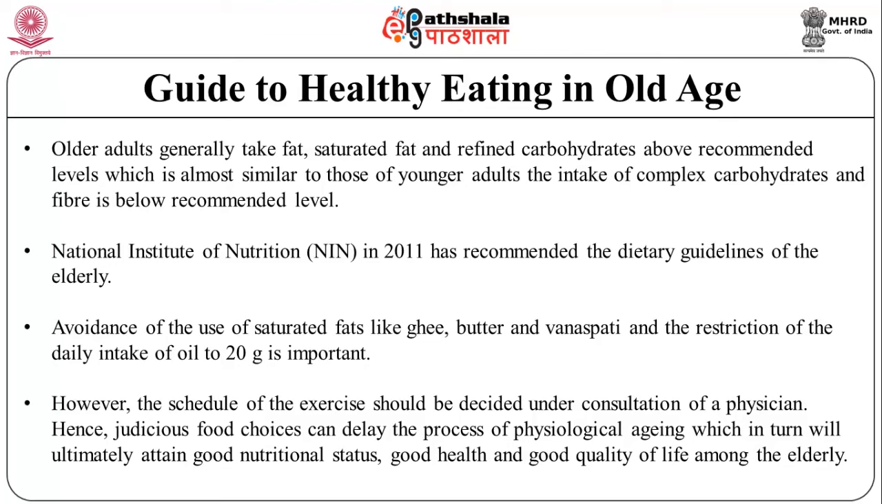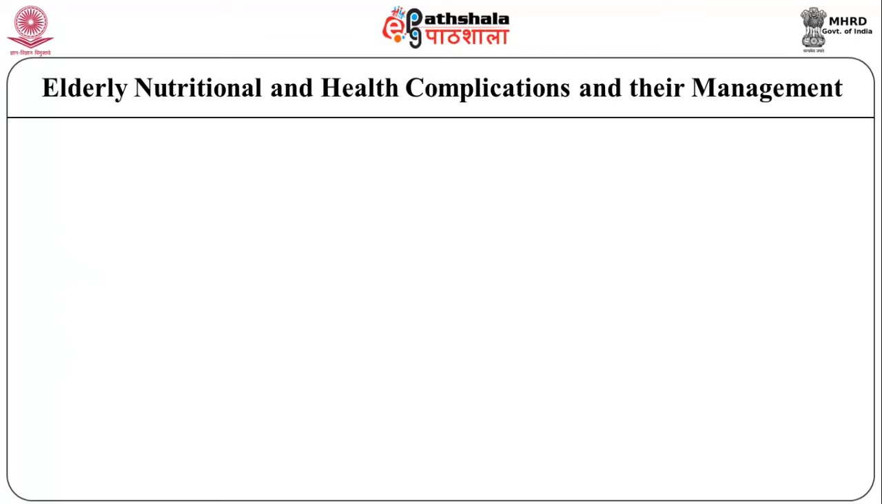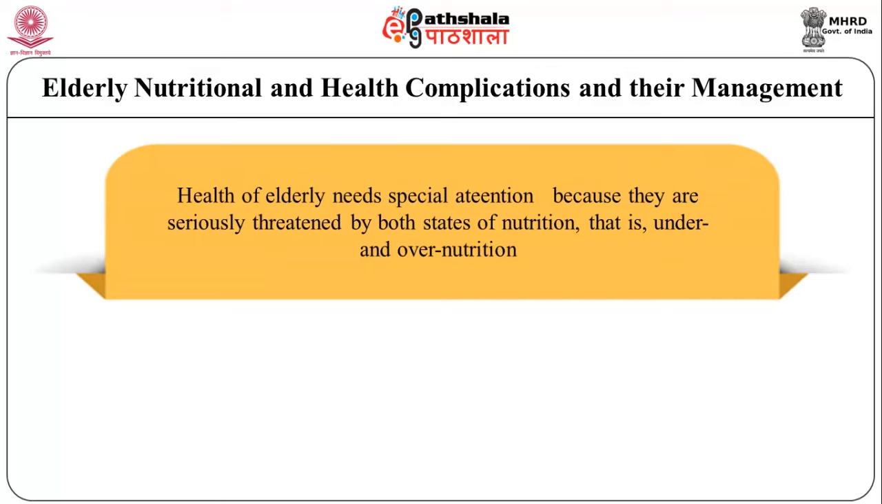Hence, judicious food choices can delay the process of physiological aging, which in turn will ultimately attain good nutritional status, good health and good quality of life among the elderly. The elderly's nutritional health complications and their management need to be understood in more detail. The health of the elderly needs special attention because they are seriously threatened by both states of nutrition, that is under and overnutrition. Those who are undernourished may manifest chronic energy deficiency, anemia and other micronutrient deficiencies like that of vitamin A, C and zinc.